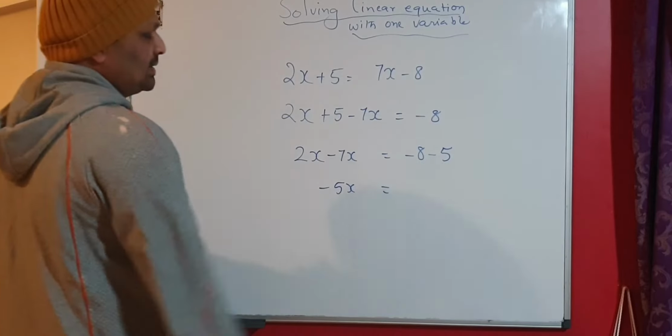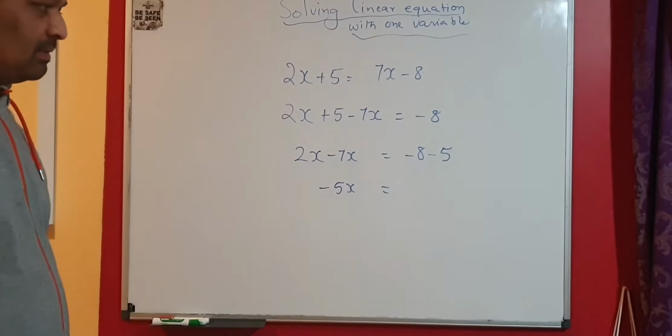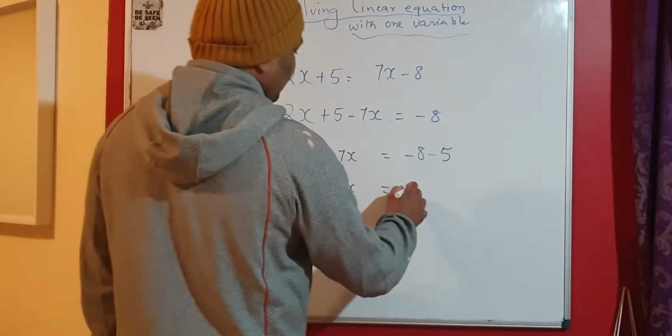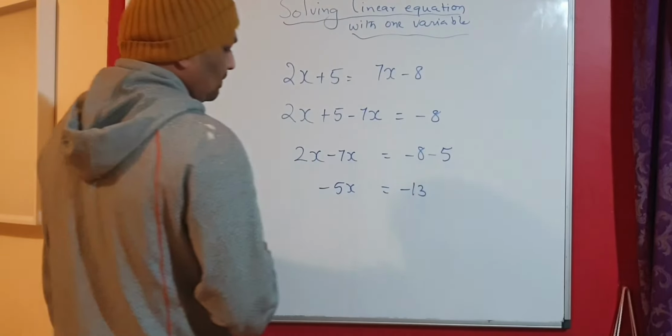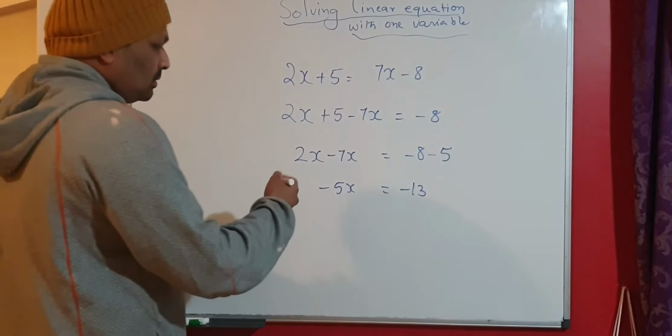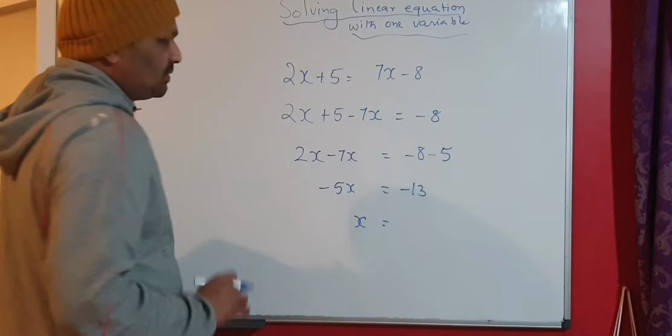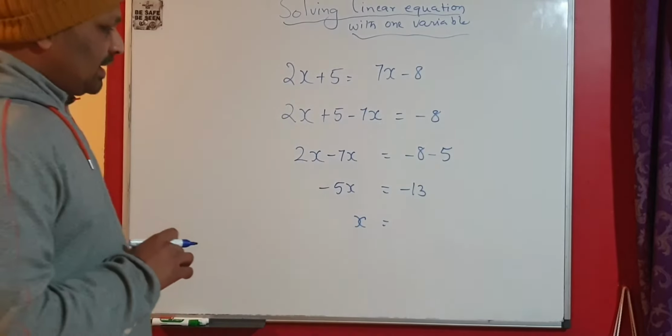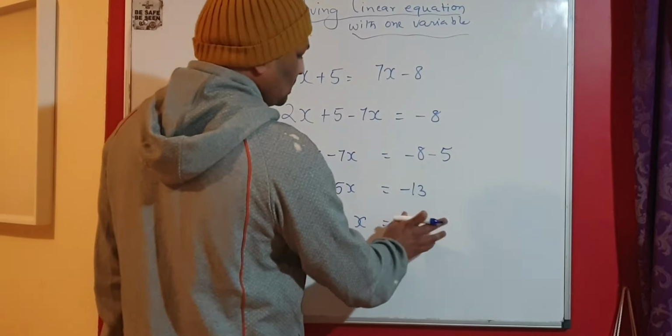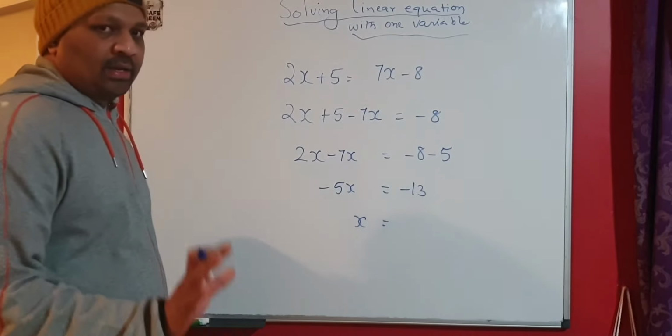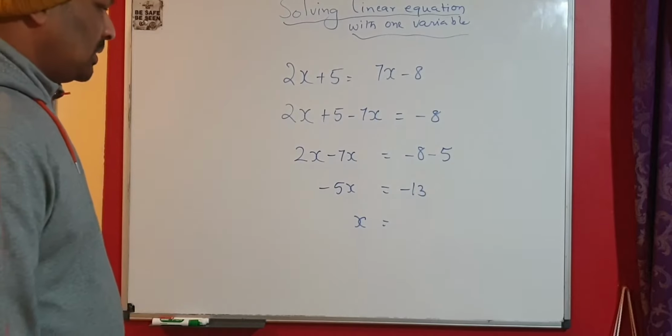Okay. On the right side, when you simplify minus 8 minus 5, you will get minus 13. Okay, when you further simplify x, so the whole purpose of this equation is to find out the value of x. At the end, you will get an answer something like x is equal to so and so quantity, so and so value that is known to us.